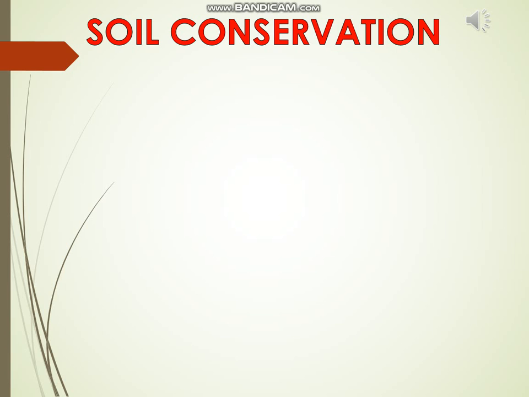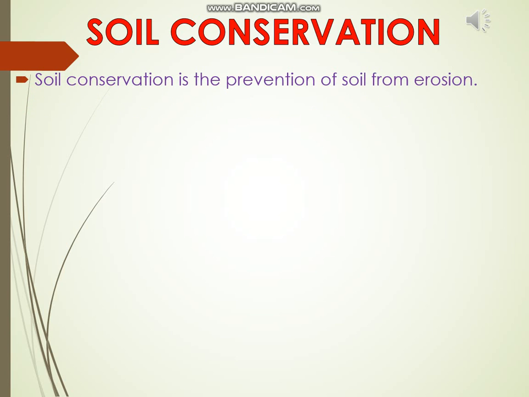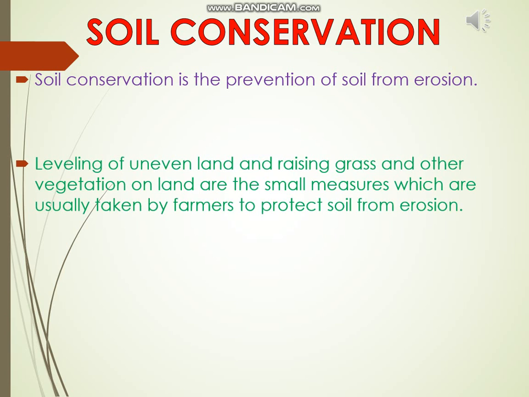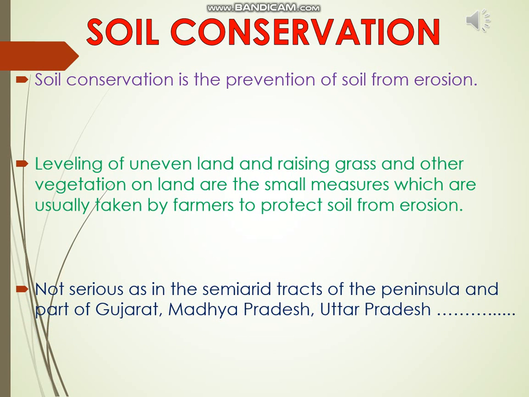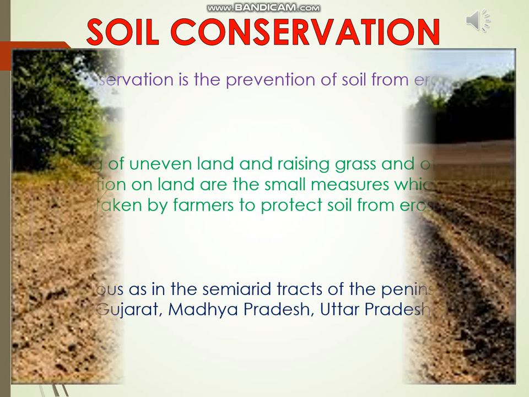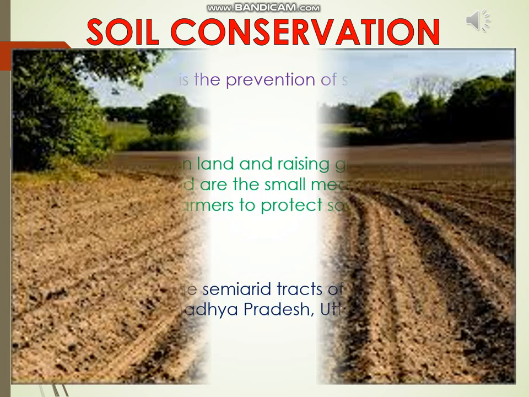It includes all such measures which help in protecting the soil. Contour terracing and bunding, construction of bunds across gullies, leveling of uneven land, and raising grasses and other vegetation on land are the small measures which are usually taken by farmers to protect soil from erosion. Such methods are quite effective in areas where the degree of erosion is not serious, as in the semi-arid tracts of the Peninsula and parts of Gujarat, Madhya Pradesh, Uttar Pradesh, Haryana, and Punjab.